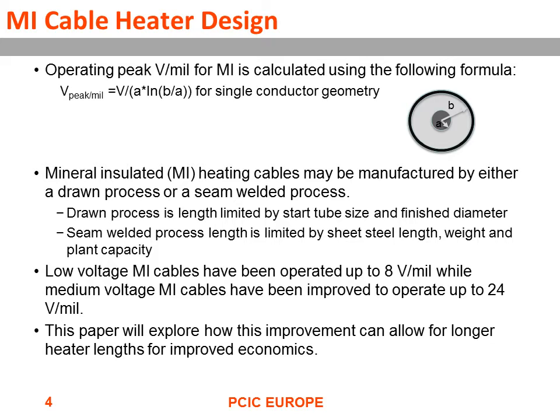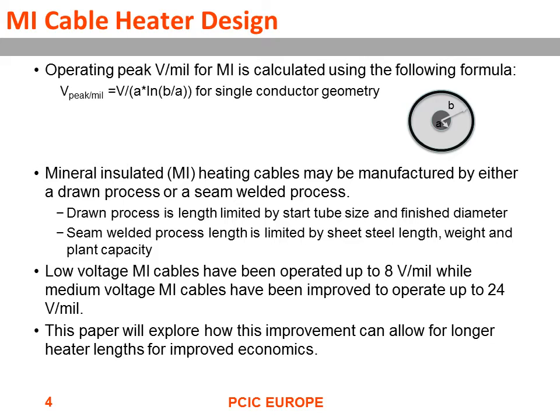So one of the things we were faced with is really improving the electrical characteristics of the MgO construction in the MI cable, and that has been done. There are two ways to make the MI cable. One is a drawn process and one is a seam welded process.